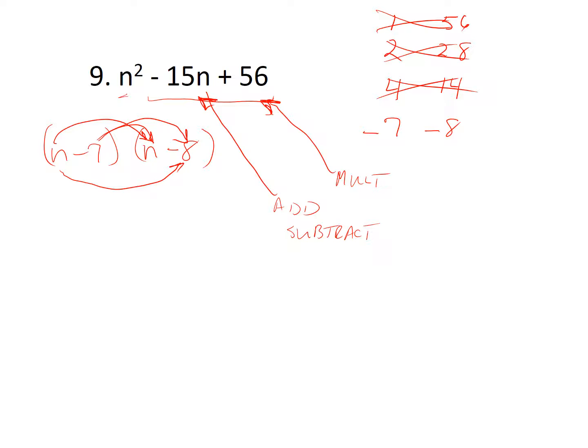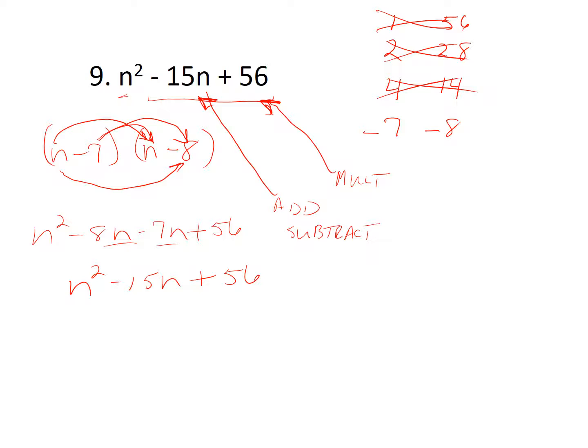The first two is n times n, so that gives me n squared. The outer two, the n times the negative 8 is negative 8n. The inner two, the negative 7 and the n, gives me negative 7n. And the last two, negative 7 times negative 8. Remember, negative times a negative is a positive. So that's my 56. Now look, these two terms that have n in them, I can combine to simplify this. So we'll do n squared, negative 8n and negative 7n is negative 15n. 56 we can't do anything with.